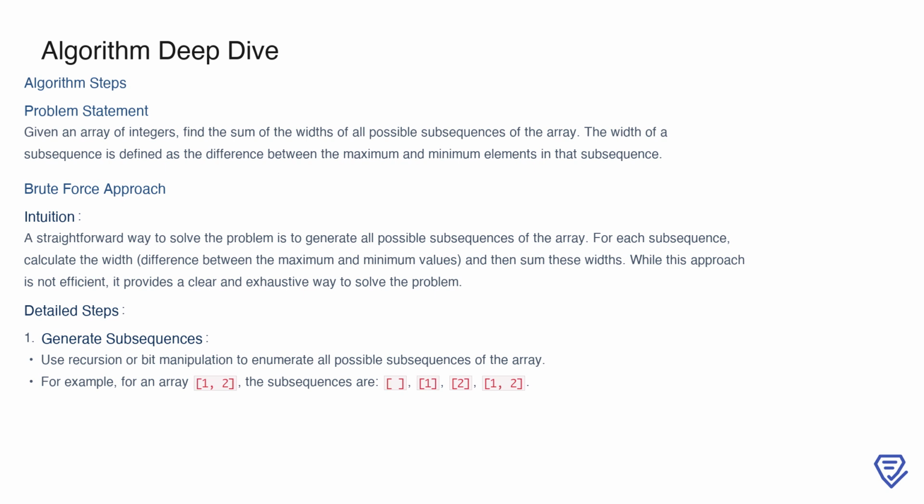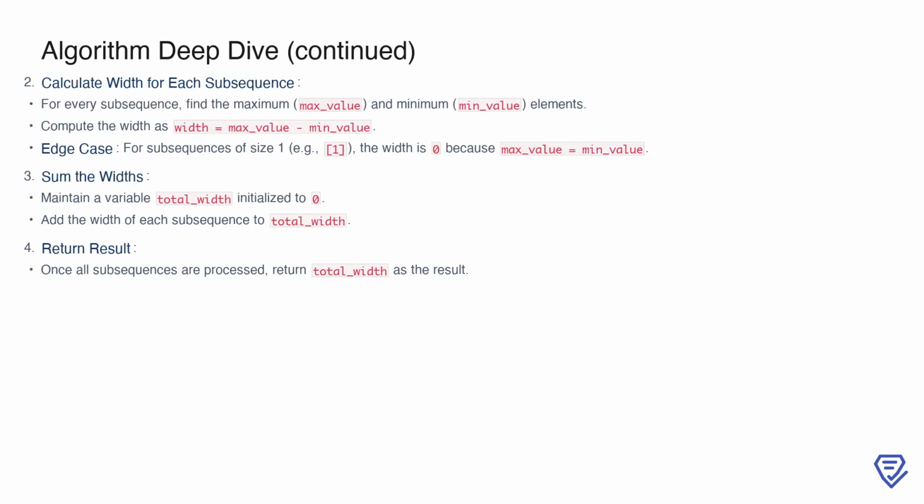This can be done using recursion or bit manipulation. For instance, if the array is [1, 2], the subsequences are [], [1], [2], and [1, 2]. These represent all possible subsets of the array, including the empty one. Once we have the subsequences, the next task is to calculate the width for each.